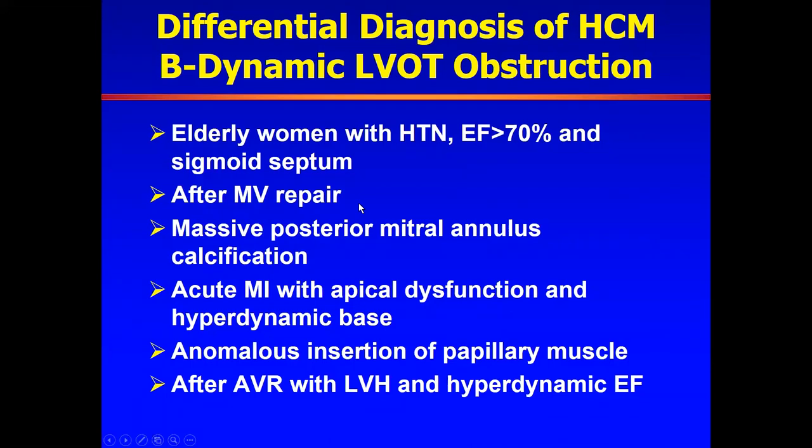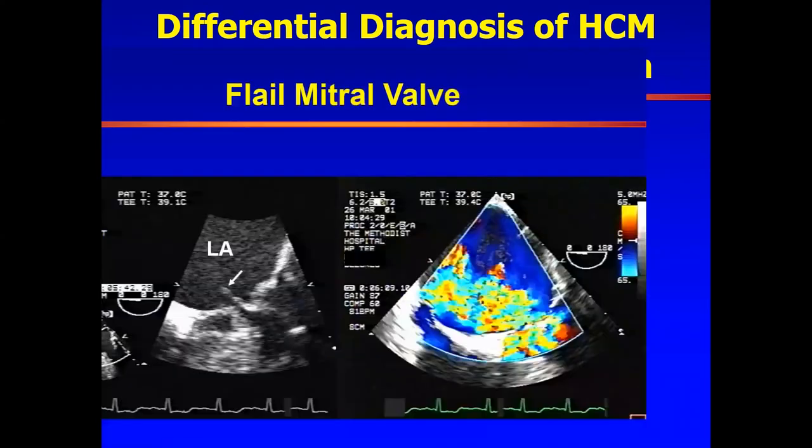It was reported after mitral valve repair, and you still see it. Massive posterior mitral annular calcification that pushes the whole mitral valve apparatus towards the septum can lead to dynamic obstruction. Acute myocardial infarction and stress-induced cardiomyopathy with apical dysfunction and a hyperdynamic base. I'll show you cases of anomalous insertion of papillary muscle. These should be recognized because they have a specific treatment by surgery. And after aortic valve replacement, when the ventricle is still thick and hyperdynamic and can have dynamic obstruction, as time goes by and LVH regresses, the severity of obstruction goes down and may be relieved.